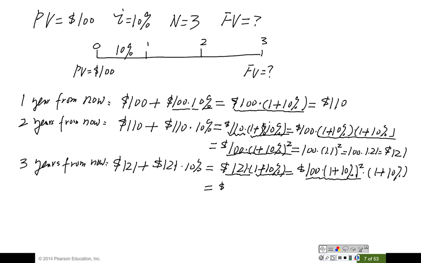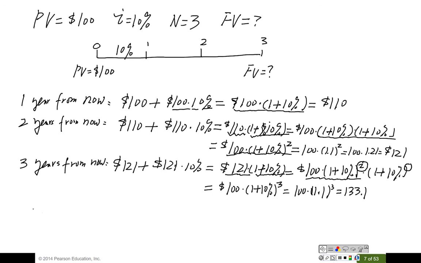So this equals 100 multiplied by 1 plus 10%. Now you can see, because that's the 2, this basically means the power of 1, so 2 plus 1 equals 3. So we can calculate 100 times 1.1 to the power of 3. If you have a calculator, you can find out this answer is $133.1.